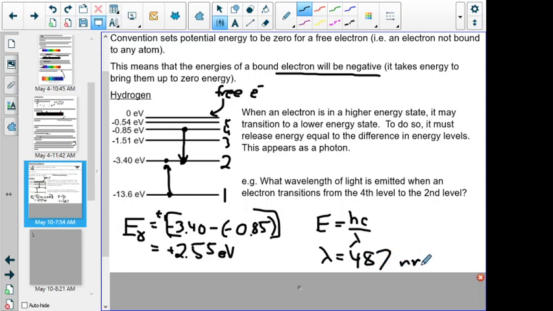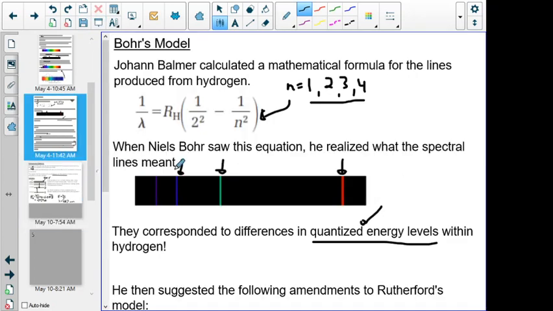487 nanometers. What color would that be? Ballpark. Green, it's actually kind of this blue guy here, I think. I think this one's like 5 something. So this line right here, that is caused by a photon moving from orbit 4 to orbit 2.